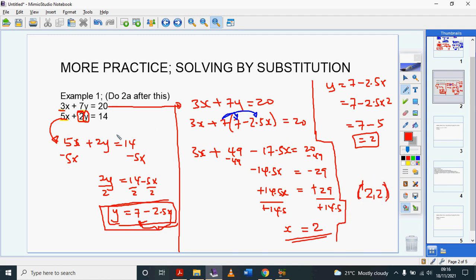So after writing this down, please pause the video and then go and do 2a. It's on the same page as the other day's work, which is I think 138. So yeah, go and do 2a after this.